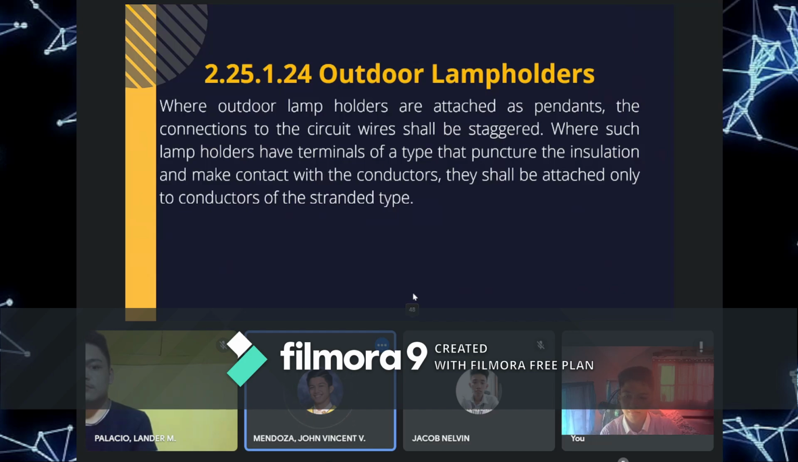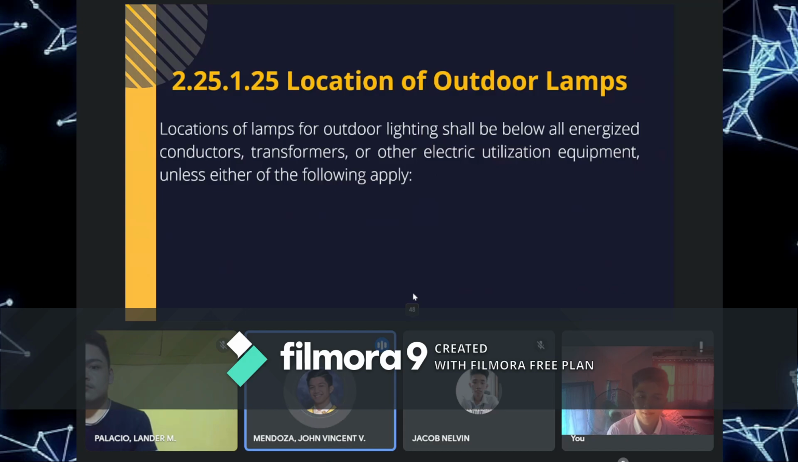Next. So lipat naman tayo sa 2.25.1.25, location of outdoor lamps. So location of outdoor lamps, lighting shall be below all energized conductors, transformers, or other electric utilization equipment unless either of the following apply. So ang ibig sabihin nito, dapat yung mga lamp or mga lighting fixtures natin is malayo sa mga conductors or transformer. Next.